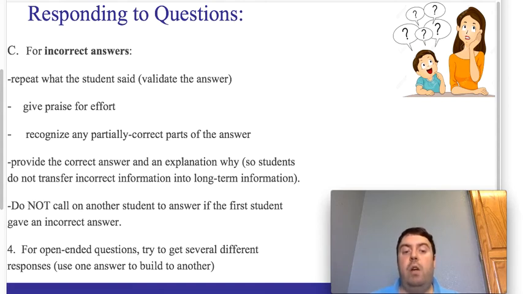For open-ended questions, try to provide several different opinions and different opportunities for students to answer. And maybe try to build on students' answers to get other students to start to participate or to connect the answers together to show that students have things in common and to build a classroom community.